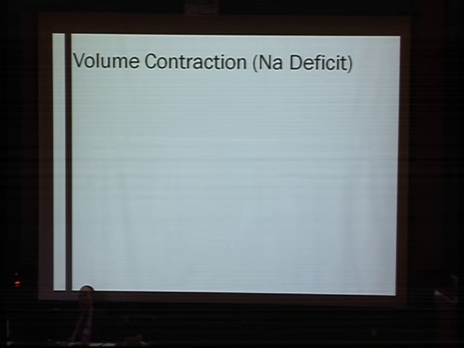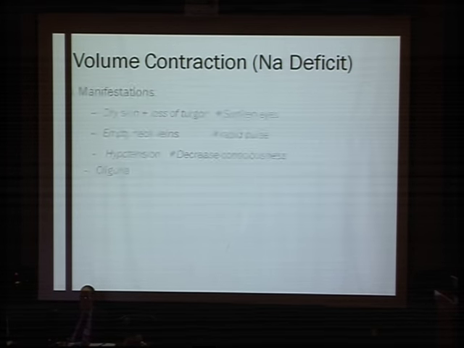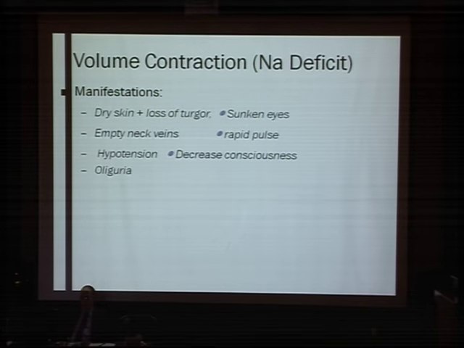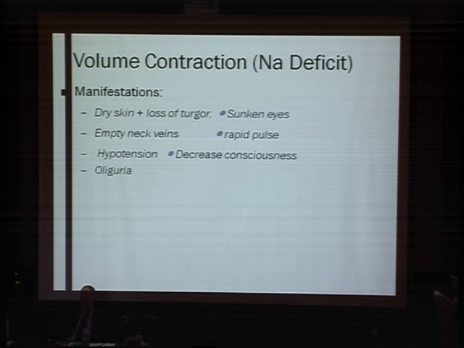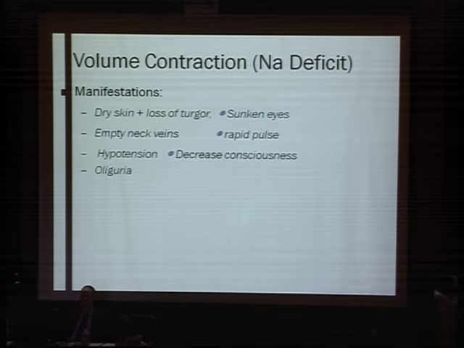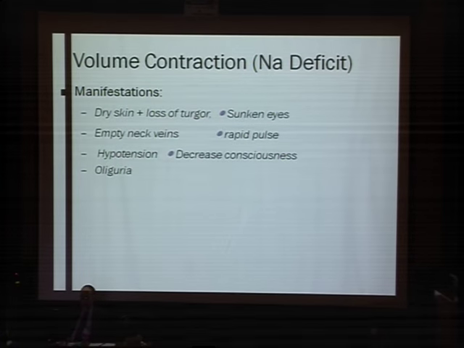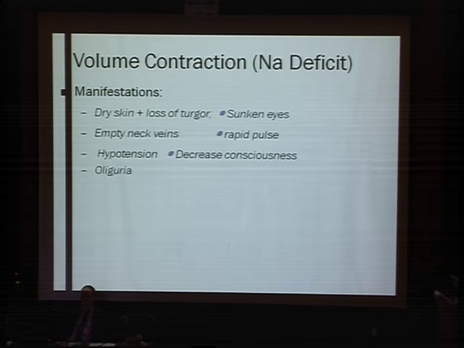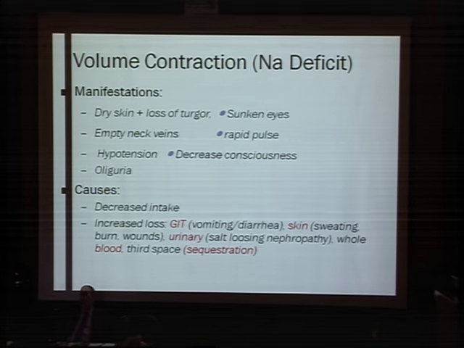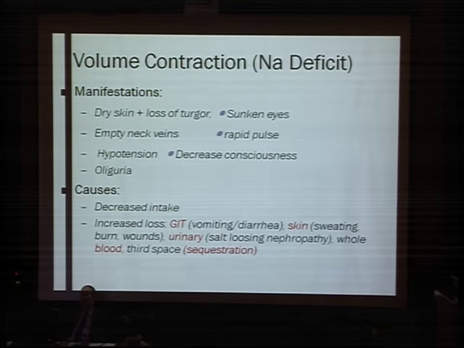On the opposite direction, volume contraction, which occurs when you lose a lot, and the manifestations are the reverse: dry skin, loss of skin turgor, sunken eyes, emptying veins, which is vascular depletion, rapid pulse, hypotension, decreased consciousness, tachycardia, postural changes of blood pressure. And the cause is either increased loss or decreased intake of salt, mainly salt.